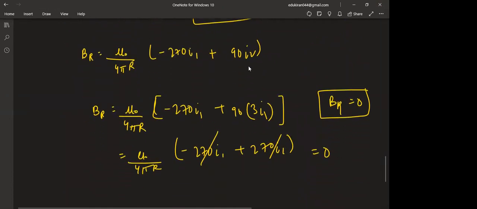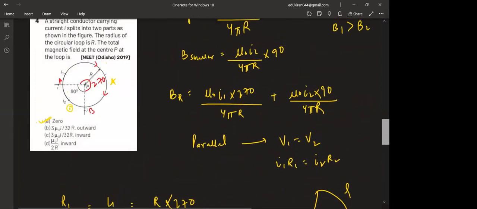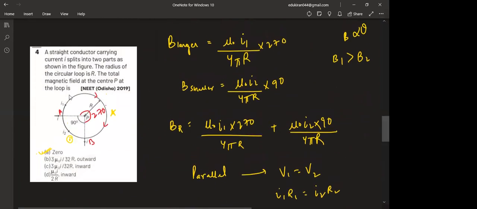But even if we change it, if we make this plus and this minus, that time also we'll get plus 270 I1 minus 270 I1. That will also give you 0. But don't go by that, because in this case you'll get the answer, but if some other question is there, you'll get stuck. So just go by the area, by the angle. If this is the greater angle, this will have more magnetic field magnitude. Fine? Yes, ma'am.